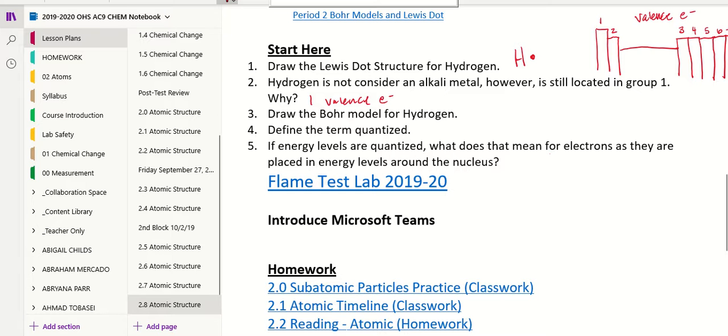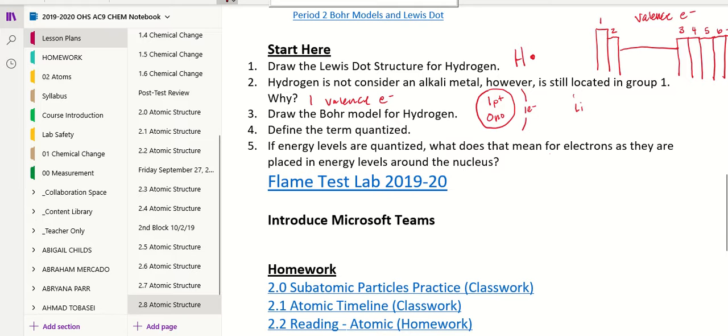Hey, what's the Bohr model for hydrogen look like? If it's the most common isotope, hydrogen 1, how many protons do I have? 1 proton. How many neutrons? 0 neutrons if it's hydrogen 1. And how many electrons? 1 valence electron. So just to prove my point for number 2, lithium has how many valence electrons?